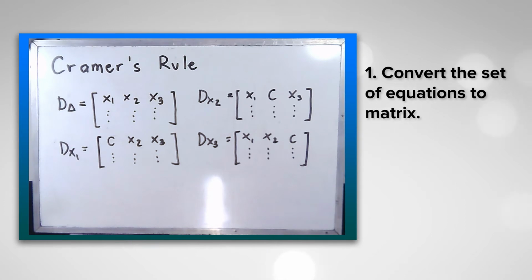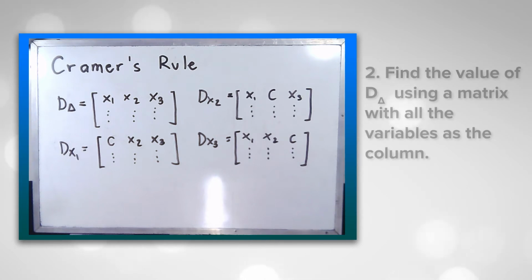If we are having three equations with three unknown variables, therefore we have three variables, or three terms rather, and one constant. So if we convert that into a matrix, therefore we will be having a 3 by 4 matrix.